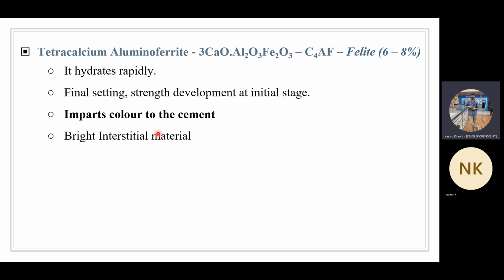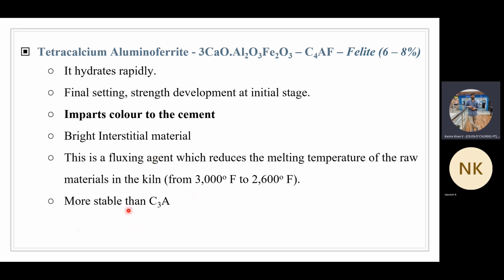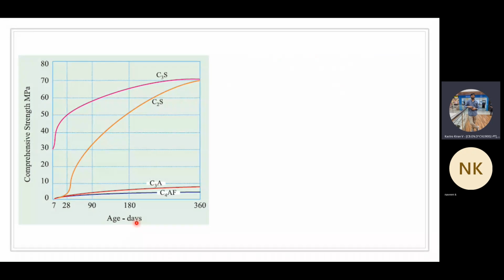And they look like bright interstitial materials, and it is more stable than C3A. Okay, it is more stable than C3A. So these are the couple of things that you need to remember when we focus on the Bogue compounds: C3S, C2S, C3A, and C4AF.